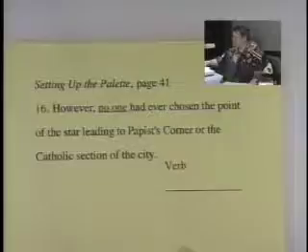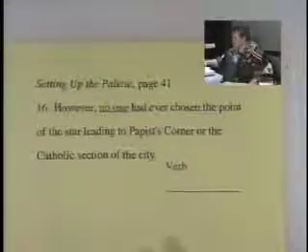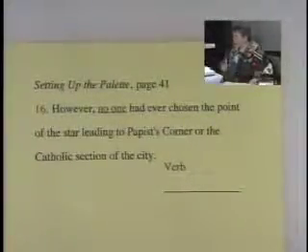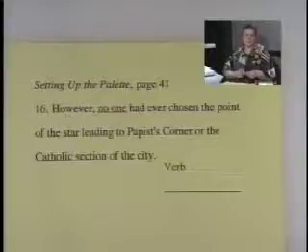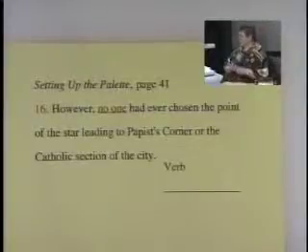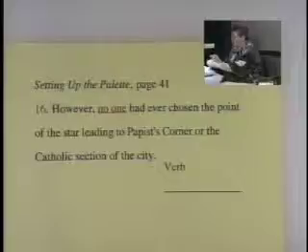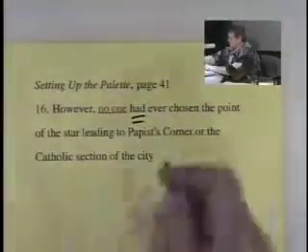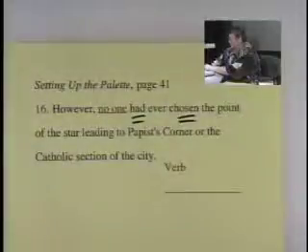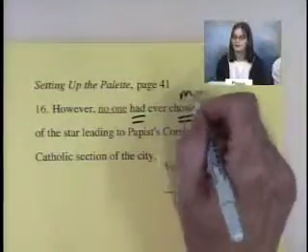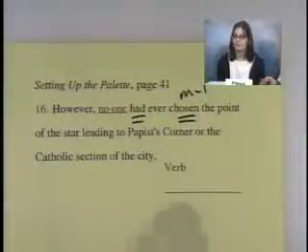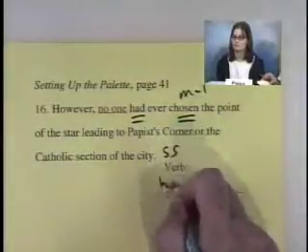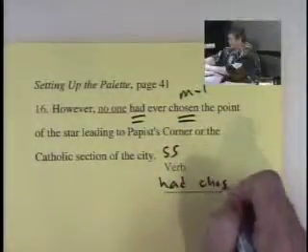In that star game that these people were playing, however, no one had ever chosen the point of the star leading to Papist Corner or the Catholic section of the city. Pippa, where's the subject? The subject is no one. Where's the verb? Had chosen. And I want to say that's 50%. And what kind of a clause is that? Main. What kind of a sentence is it? Simple sentence. And I got another question.